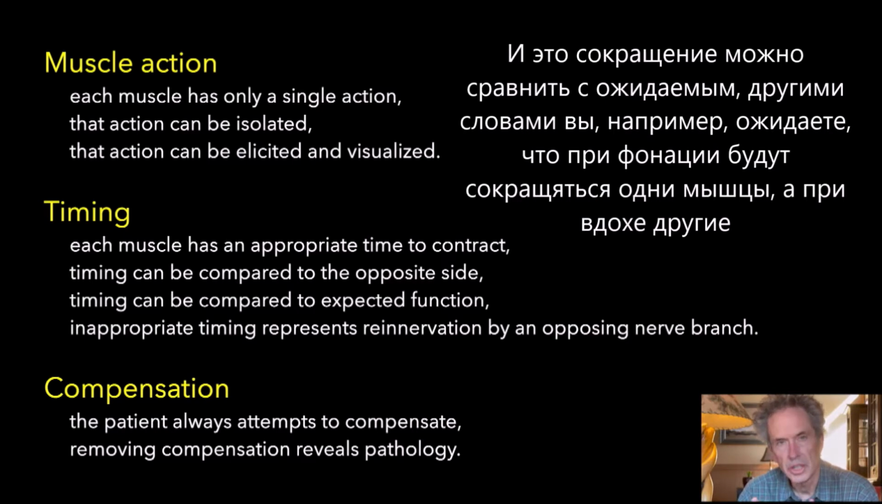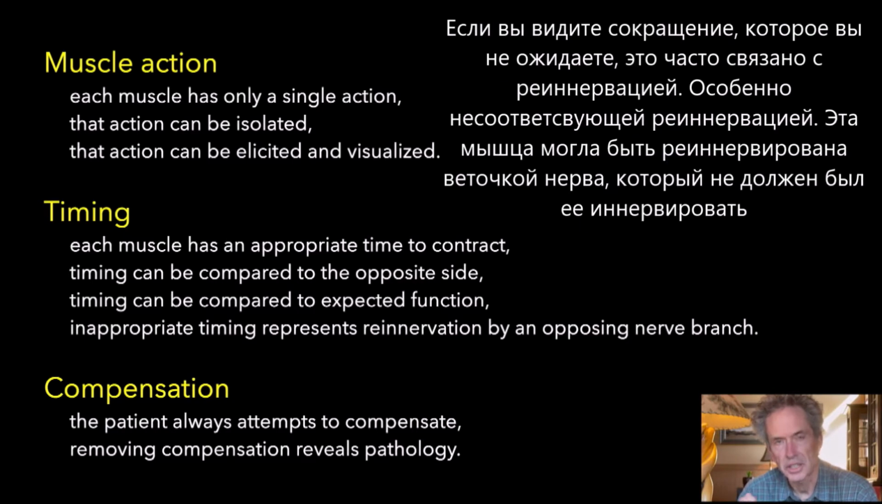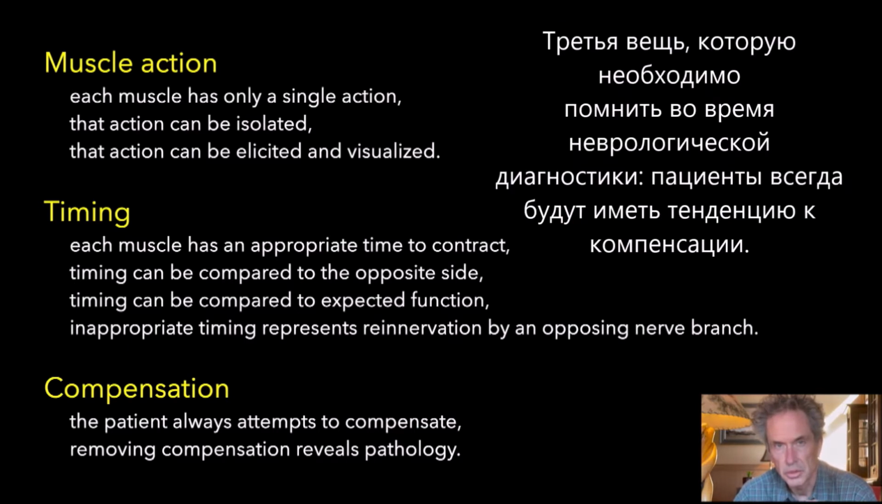When you do see an action or a contraction of a muscle when you don't expect it, that often represents reinnervation, specifically inappropriate reinnervation. That muscle may have been reinnervated by a branch of the nerve that wasn't supposed to go there. And the third thing to remember during neurologic diagnosis is the patient always wants to compensate.